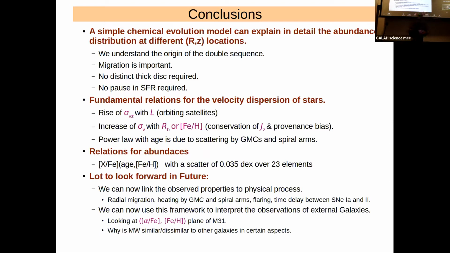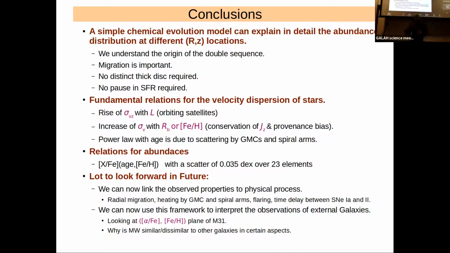So that brings me to my conclusions. I guess I have a few minutes. Okay. So what I've shown is that a simple chemical evolution model can explain in detail the abundance distribution at different R and Z locations. So we now understand the origin of the double sequence and the fact that migration is important in explaining this. And you don't need a pause in star formation to explain this. Even with a uniform star formation rate, you can reproduce the double sequence.